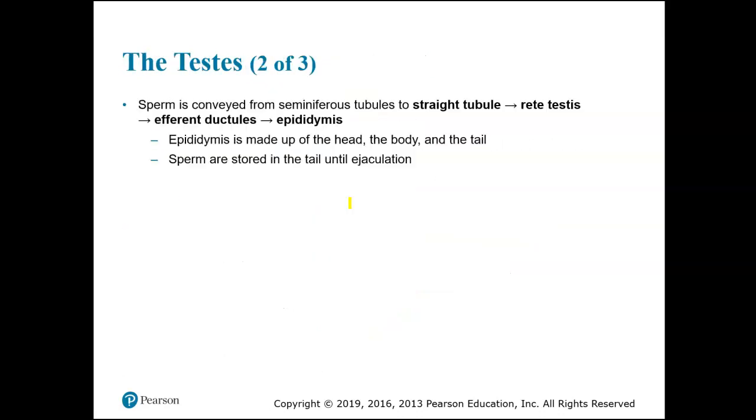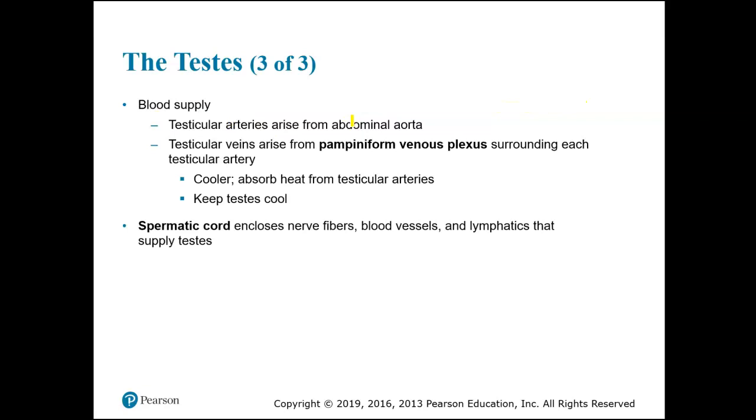All right, so we'll go back to that path. From the seminiferous tubules, sperm are going to enter the straight tubules, which connect to the rete testis, and then they're going to enter into the efferent ductules, which connect to the epididymis. And then, of course, from the epididymis, during ejaculation, they're going to travel through the ductus deferens, through the ejaculatory duct, and then the urethra.